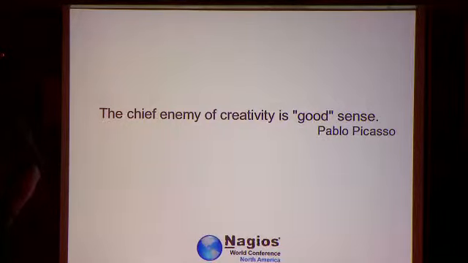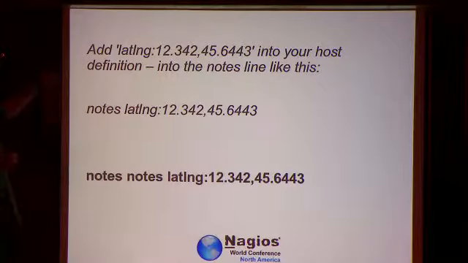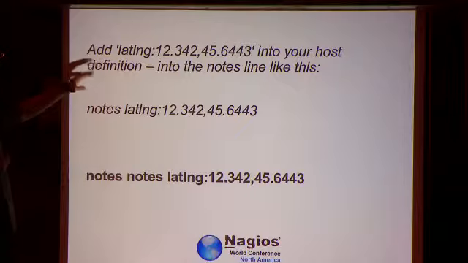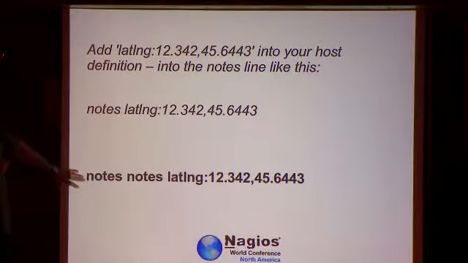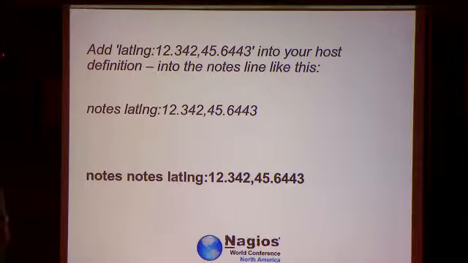Something like this in the documentation: just add this into your host definition, into the nodes line like this, right? And people do this, which is very funny at the beginning, but when you get like 5 or 6 emails with the same thing, there's something wrong in your documentation, or in how people actually think about what to do.